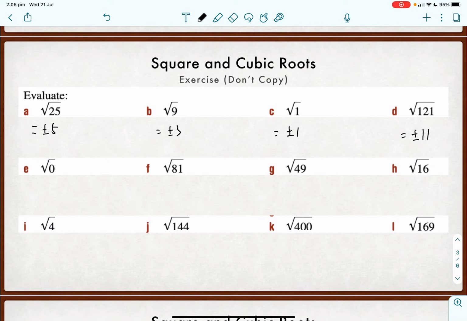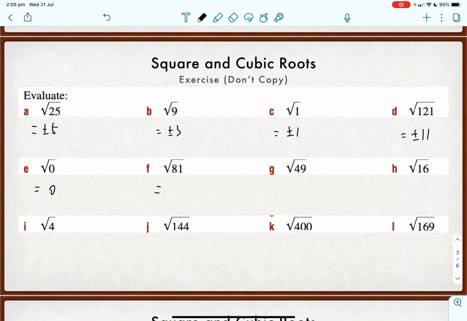0. Well, 0 times 0 is 0, isn't it? But the thing is, there's not such a thing as positive and negative 0. You can write positive and negative 0, that's okay. But 0 is basically one and only. I'm just going to leave it at 0.